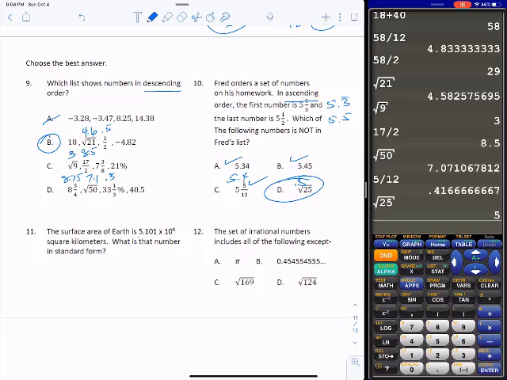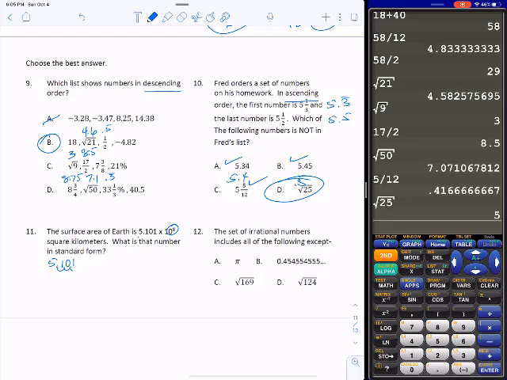All right, number 11. The surface area of the Earth is 5.101 times 10 to the 8th square kilometers. What is that number in standard form? Well, if you remember what I taught you about writing in standard form, since this is a positive exponent, you're going to move the decimal to the right. And we're going to do it 8 places.